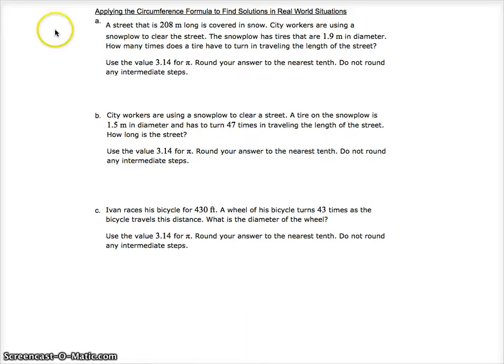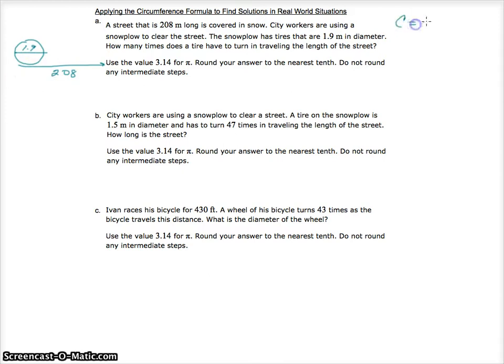So our current situation is we have a tire and it's got a diameter of 1.9. And we're going to spin it the length of the street, which is 208. So we want to find out how many times it goes around the outside. So before we can figure out how many times it goes around, we have to find the distance around the outside, which is circumference.